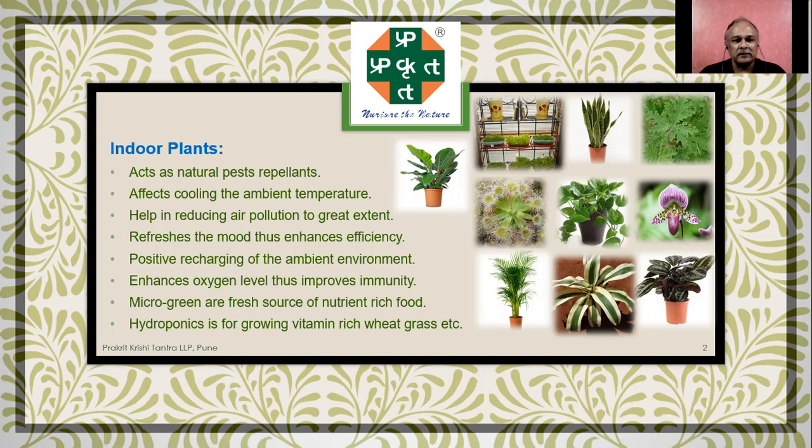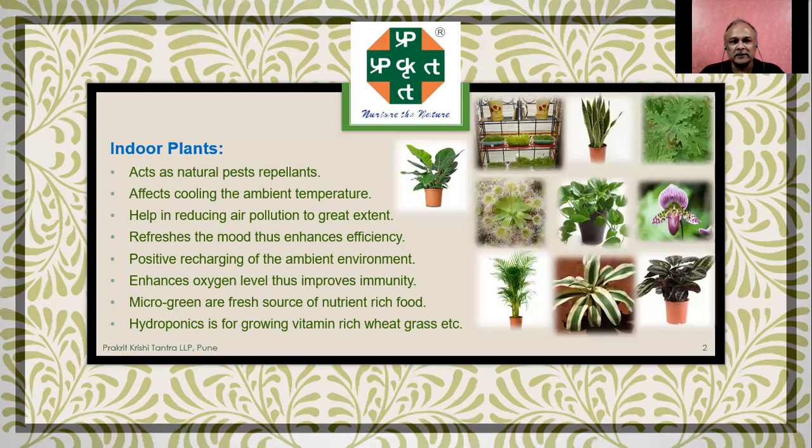And then it enhances the oxygen level. It increases the oxygen level, and there are certain plants which are grown as microgreens, and certain other plants are grown in hydroponics also for food purposes, but all are grown indoors. So there are a few plants which, when you grow them indoors, reduce the pest incidence, maybe the flying insects or the crawling insects or other kinds of pests.